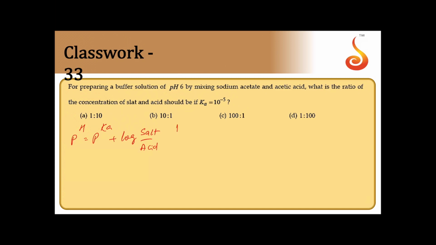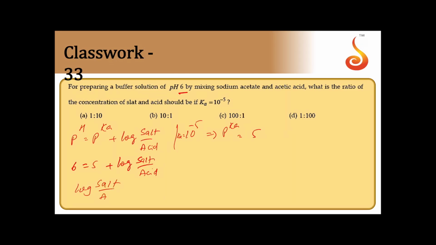For this we require the pKa value. So Ka is given as 10 to the power of minus 5. This implies that pKa is equal to 5. Now applying the formula, the buffer pH is 6. So 6 is equal to 5 plus log of concentration of salt by acid. Therefore, log of salt by acid is equal to 1.